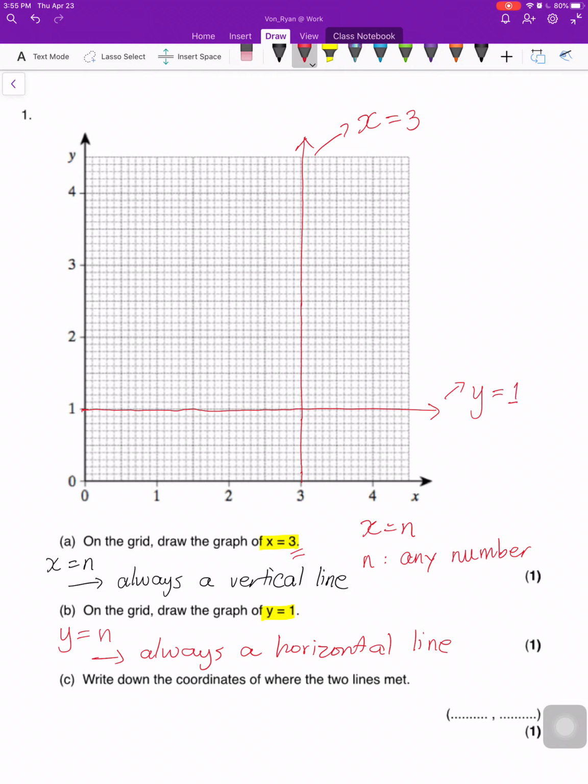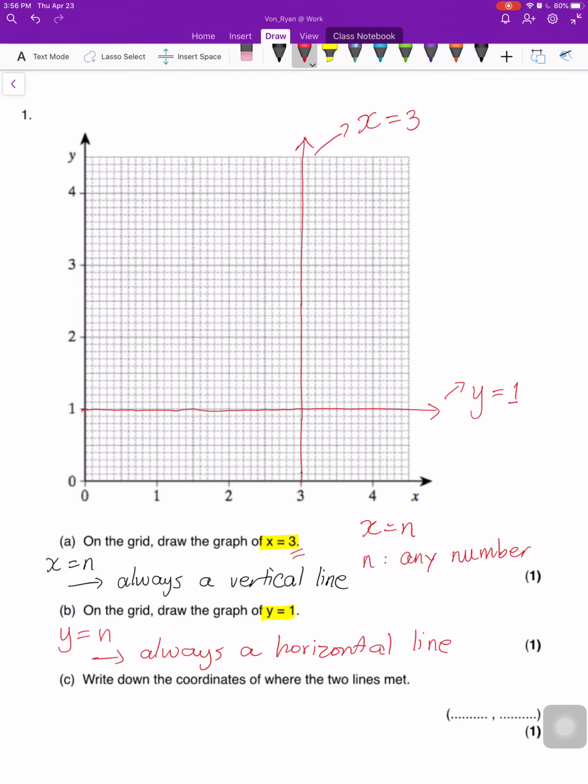So again, if you have an equation of the form x equals n, then that's a vertical line. If it's y equals n, then that's a horizontal line, depending on the value of n. It could be positive. So if x equals n is a positive number, then it will be on the positive x-axis. If x is equal to a negative number, then you would draw the vertical line on the negative x-axis, and the same with y.